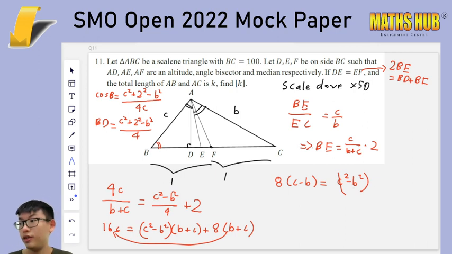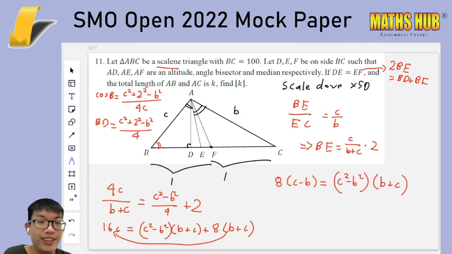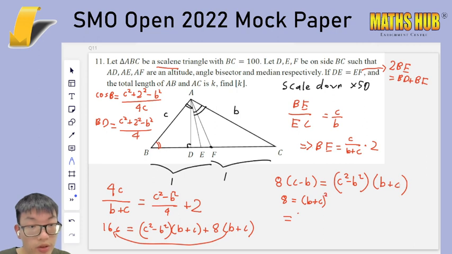Times B plus C. Okay, so C minus B is actually a factor that we can take out from both sides. It is scaling, so we won't have B equals to C. And in any case, if it were isosceles, then D, E, and F would all be the same point, which is not what I wanted to happen. So 8 equals to B plus C squared, and B plus C is 2 root 2.